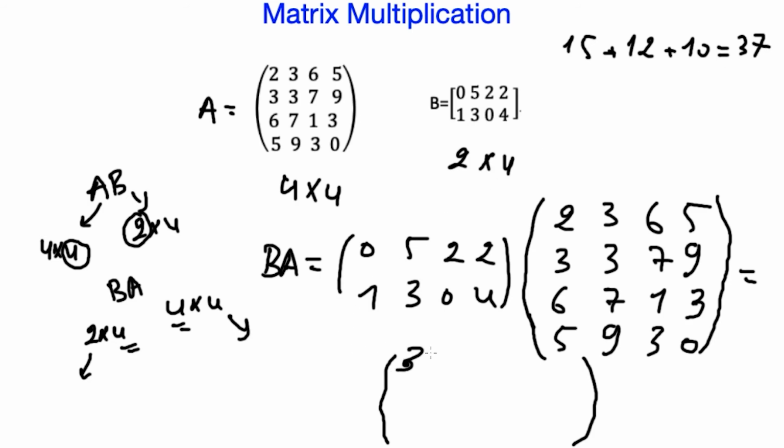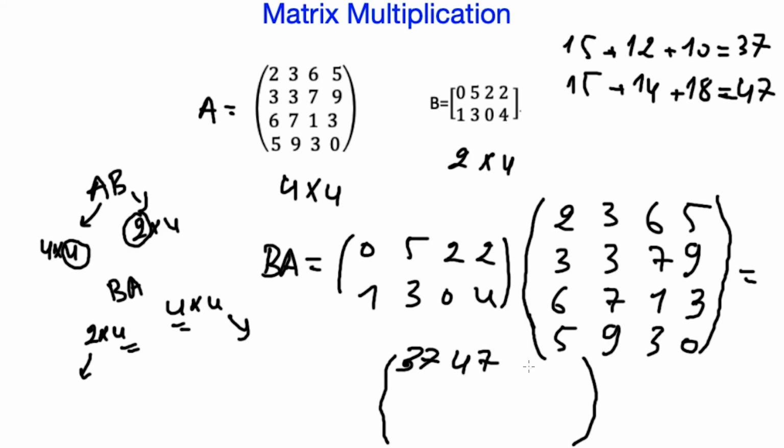So it is 37. And this entry at its position is this row times this column. So it is 0 times 3 is 0, 5 times 3 is 15, and 2 times 7 is 14, and 2 times 9 is 18. So this is 47, I think it's 47.